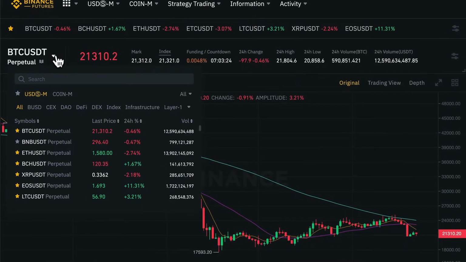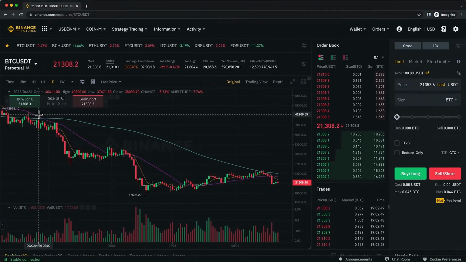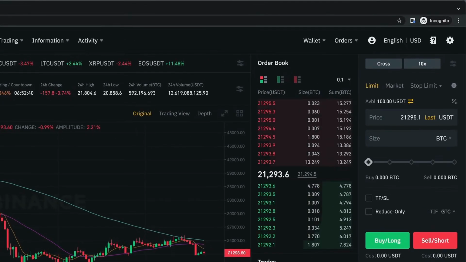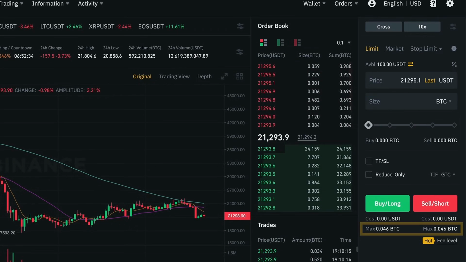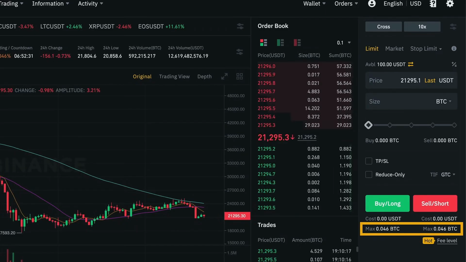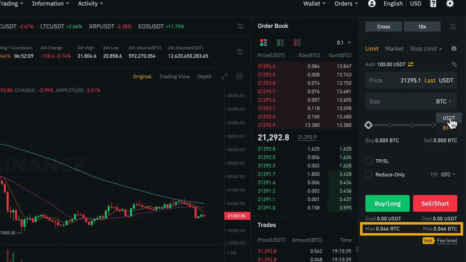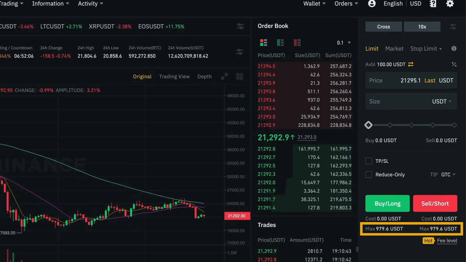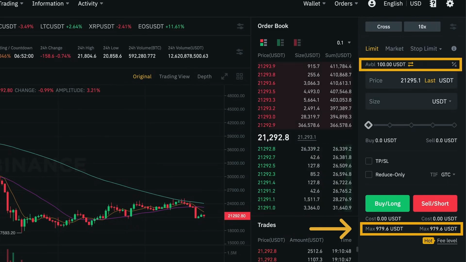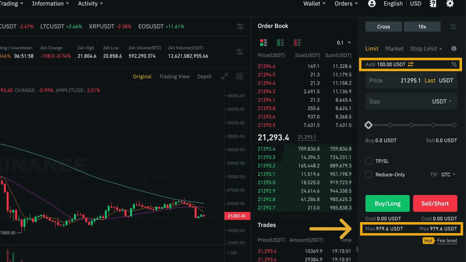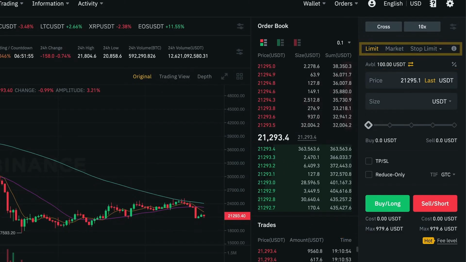So again, over here, we can choose the future contract we want to trade. I'm going to choose the BTC USDT perpetual future contract. Then over here, I'm going to stick with cross margin mode and select a 10x leverage. Down here, we can see exactly how much in Bitcoin futures we can buy with our current margin balance of 100 USDT and a 10x leverage. We can also switch from BTC to USDT here to see how much that is in US dollars. As you can see, it's almost 10 times our 100 USDT, so almost 1000 USDT that we can now invest in this Bitcoin future.